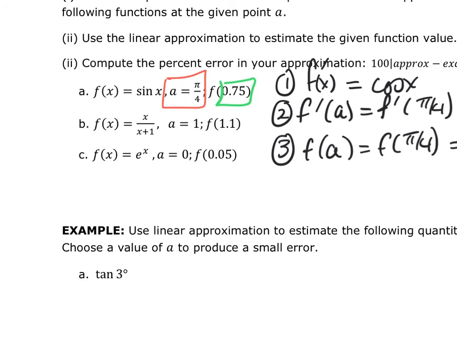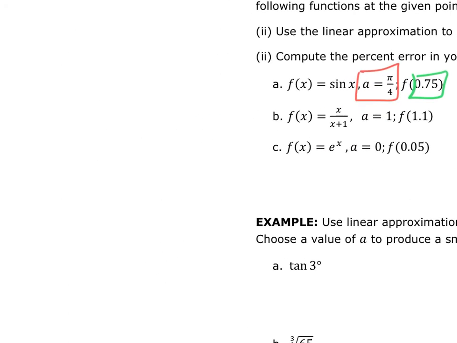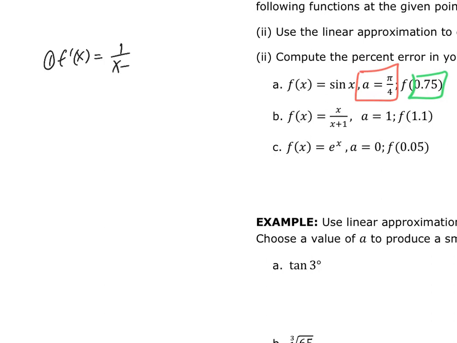Let's go ahead and go through B. With B, I have to find f prime of x. So what did you all get when I did f prime of x? 1 over the quantity x plus 1 squared. Do you all agree that's the derivative? Okay, cool. The other thing I need is f prime of my a value, which is 1. So I put in 1 here, and what comes out? 1/4.